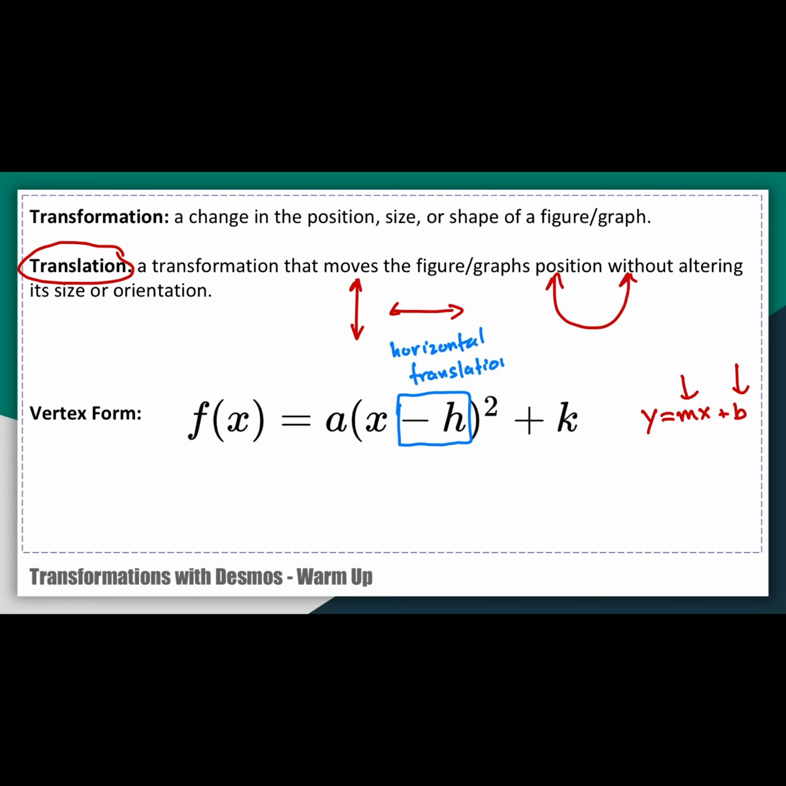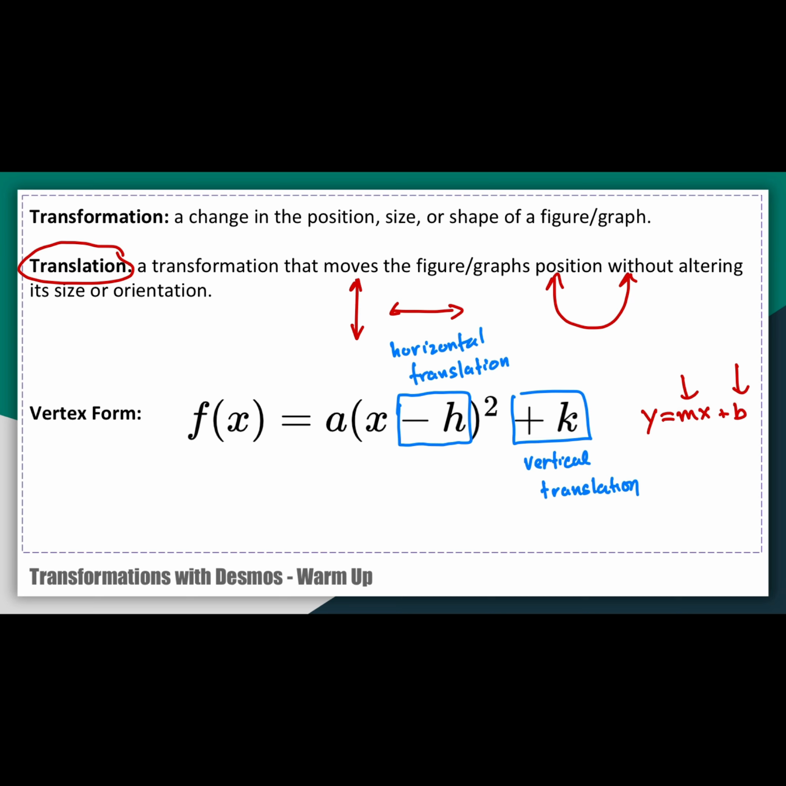Okay? And then our plus k is going to be the vertical translation. Now notice how it's a plus k and a minus h. Okay, this is going to change some things here. It's going to kind of flip the value that we would see.